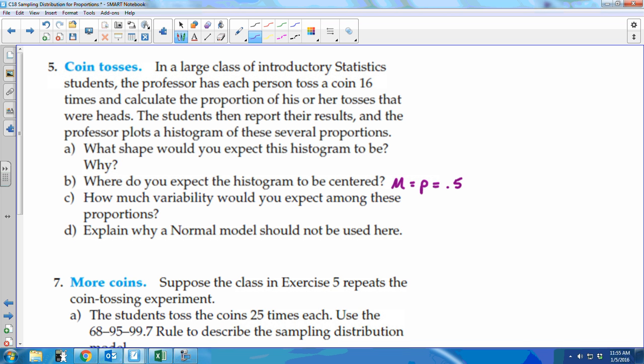What do you think the shape would be? Probably unimodal and symmetric, right? A lot of the time you're going to get around 0.5. Some people might get more that are heads, some get less, right? So we're thinking generally unimodal and symmetric. Would you agree? Yeah. Okay.